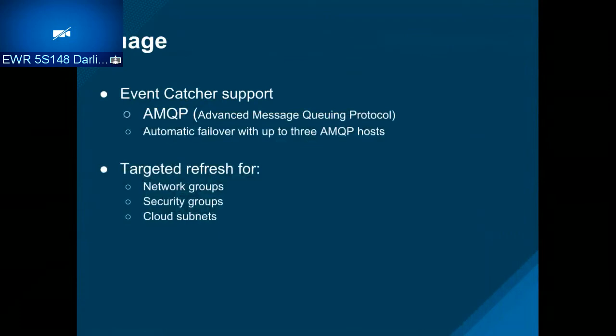So full event catcher support was added this sprint, which uses the AMQP messaging protocol. And targeted refresh was also implemented for network groups, security groups, and cloud subnets. So when an event is received for one of these types, only that inventory object type will be refreshed.